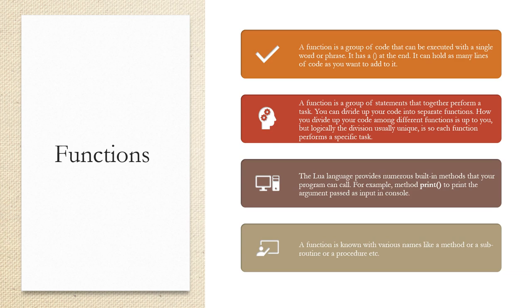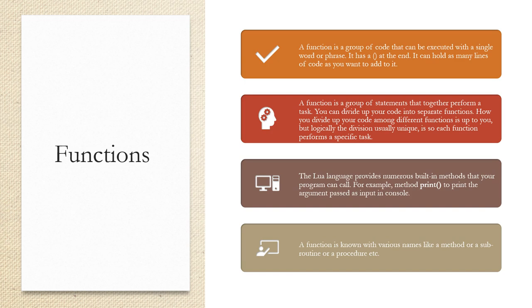You already learned some of the functions, such as print. A function is a group of code that can be executed with a single word or phrase. It has a parenthesis at the end, and it can hold as many lines of code as you want to put in it. What is inside the parenthesis is sometimes called an attribute. A function is a group of statements that together perform a task.